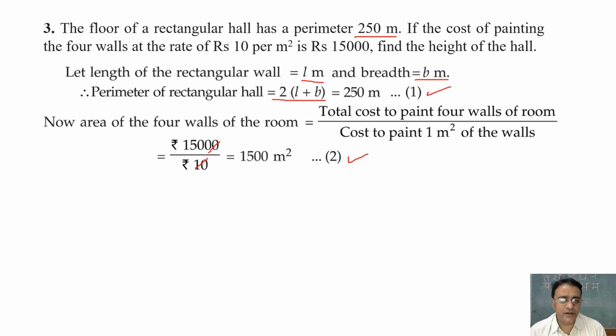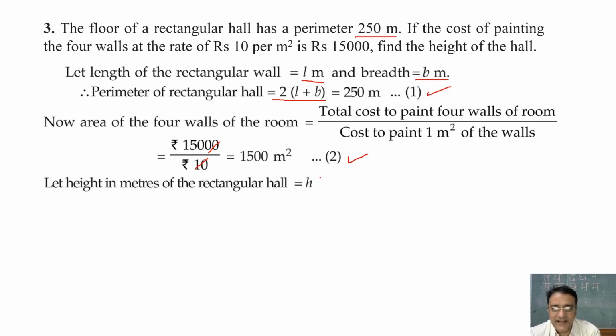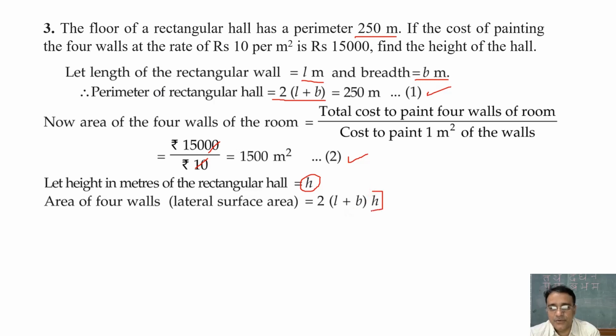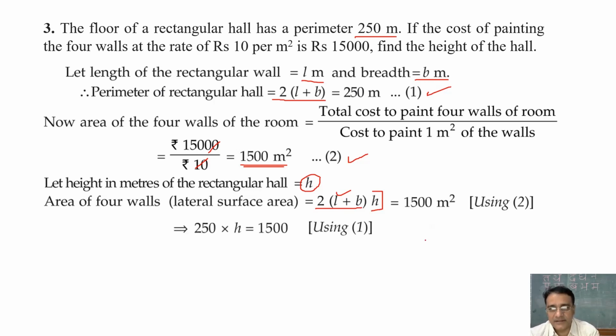Okay. Now area of 4 walls का एक और फॉर्मूला मैंने बताया था. What is that? Perimeter of base into height. That is lateral surface area. Correct? So let height of the hall be h. So area of 4 walls, that is lateral surface area, is equals to perimeter into h. Perimeter into h, and this value we already have 250. Okay, and this is equals to 1500 using equation number 2. So 250 into h is equals to 1500 using equation 1, this one.